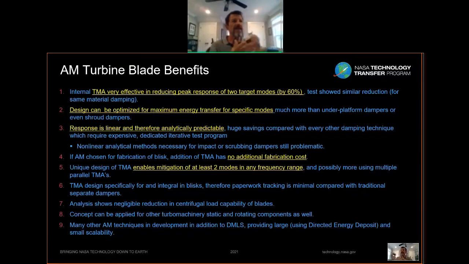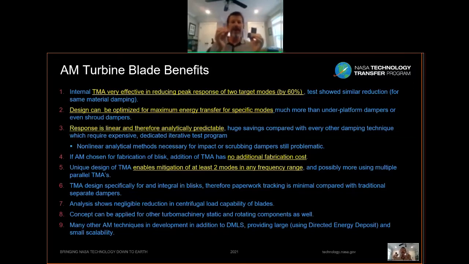Now, this next one is a big deal to me. This structure and the model of it is entirely linear. You can model this structure with any standard finite element code, and the results that you get out of your model are the results that you're going to get out of your structure. So those results are analytically predictable.